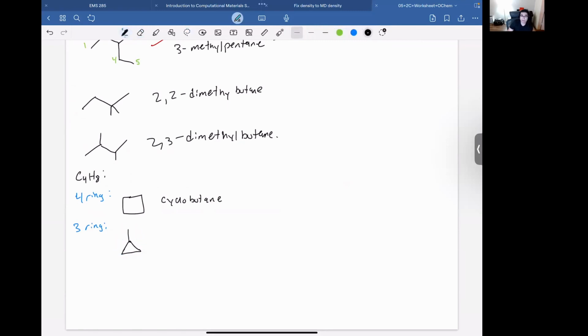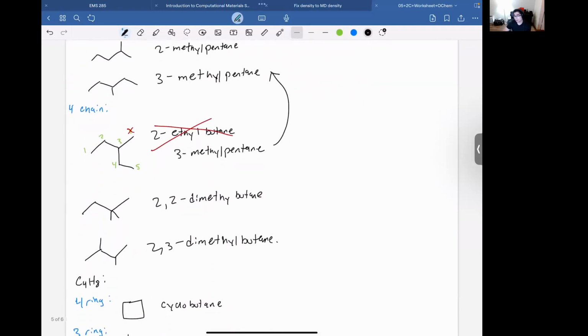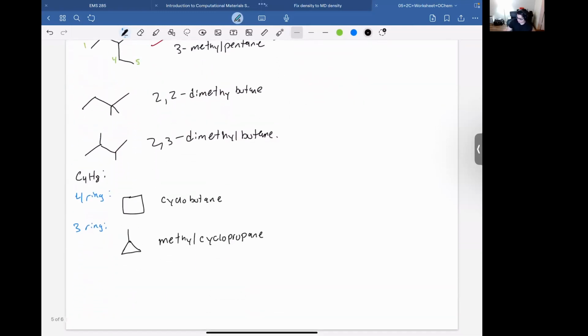You can draw a methyl group. This is 1-methyl cyclopropane. I'm not going to put the 1. That's all you can draw. You can't have a 2-membered ring. Again, you can have alkenes here, but they do just ask us for cycloalkanes, so we're not going to draw them.